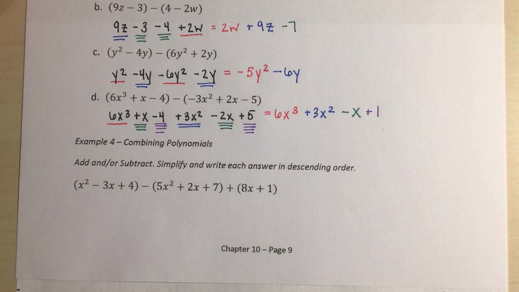All right, we're going to finish off section 10.3 with one final example. In this final example, we are combining multiple polynomials. It says add and/or subtract, simplify, and write the answer in descending order.